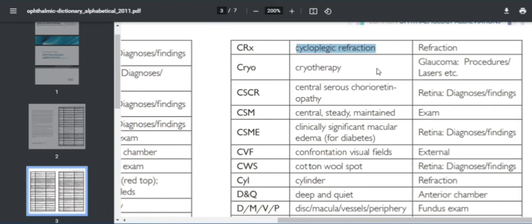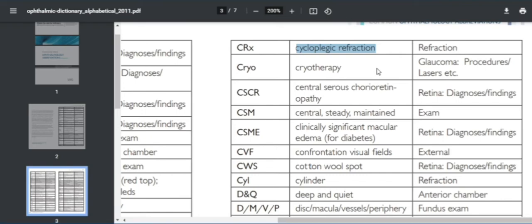Now, cryotherapy is a glaucoma procedure. Cryotherapy is mostly performed in absolute eyes. CSCR, central serous chorioretinopathy, is a retinal pathology. Another is CSM, central steady maintain. This test is performed especially for children less than 6 months of age. So for those babies, CSM is performed. CSME, clinically significant macular edema, is a retinal diagnostic pathology.